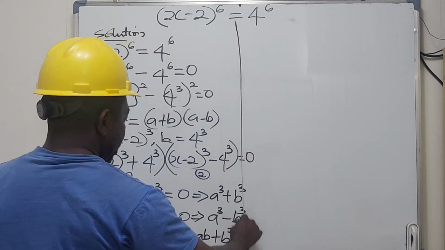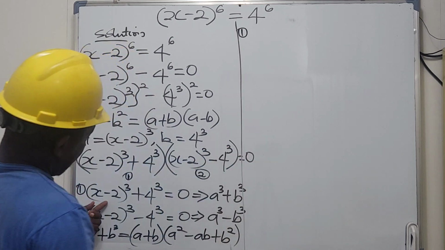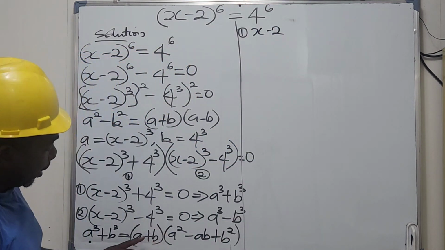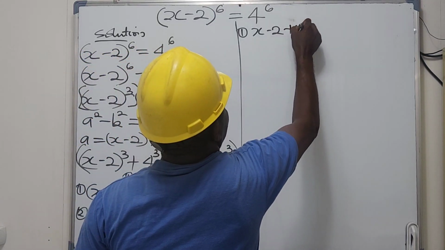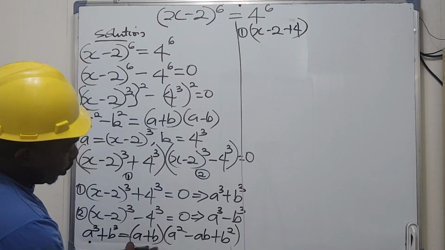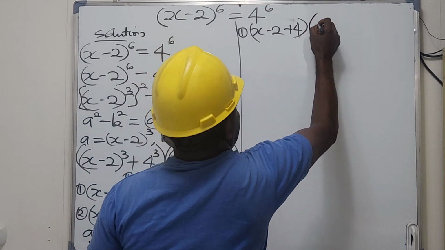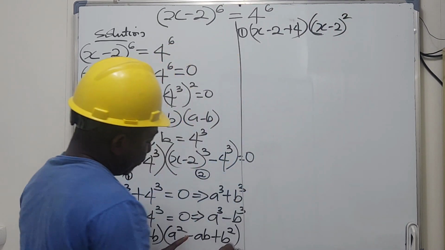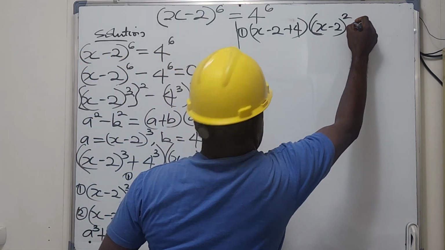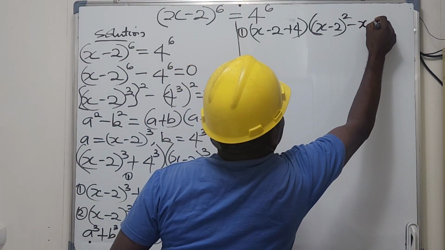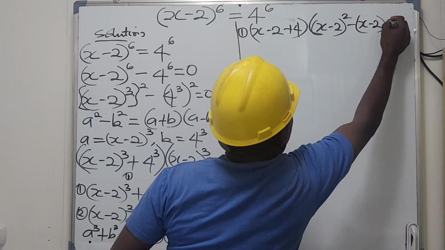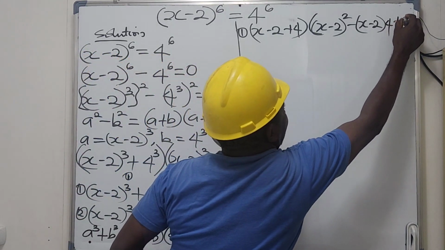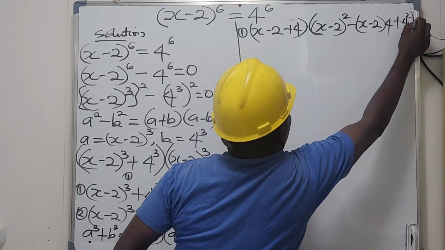So we are going to express this in this format. That will give us the first one, which is our a, which is x minus 2. We have this plus b. Our b is plus 4. That is for the first parenthesis. Then the second parenthesis, a to the power of 2, which is (x minus 2) to the power of 2. We have minus ab. We have here minus (x minus 2) into 4, because our b is 4. Then we have plus 4 to the power of 2, all equals 0.